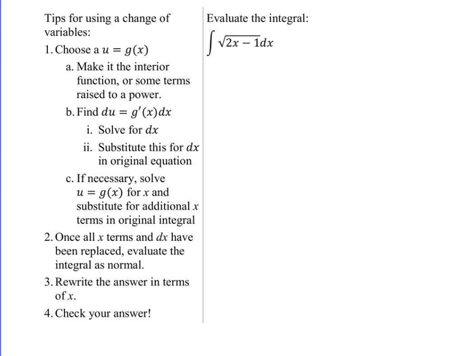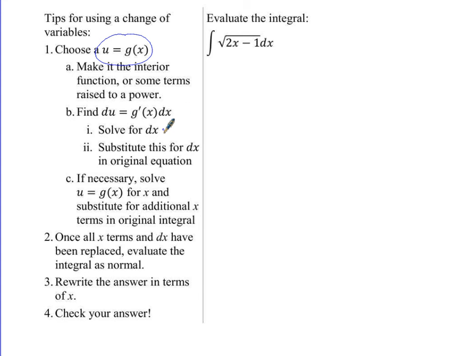On the left are all the rules, your tips for using a change of variables. Choose a u equals g of x. Make it a good one. A lot of times, it's going to be obvious what that u needs to be. But sometimes you're going to try one and it's not going to work so well. That's fine. Try it again with a different u. Most of the time it's going to be some sort of interior function, or if you have a bunch of terms raised to a power, it'll be all those terms that are being raised to a power. Then find du equals g prime of x dx. Just take the derivative of your u with respect to x.